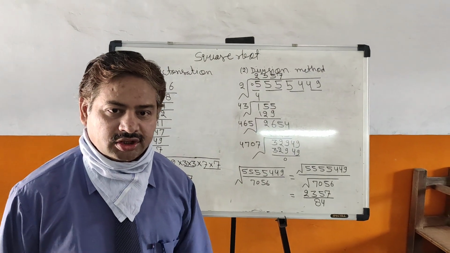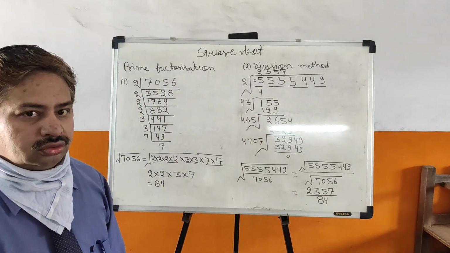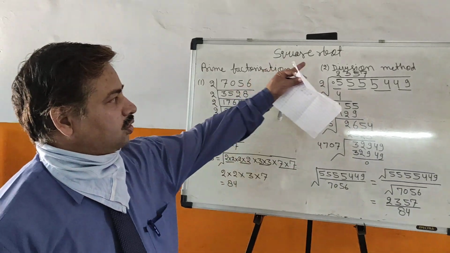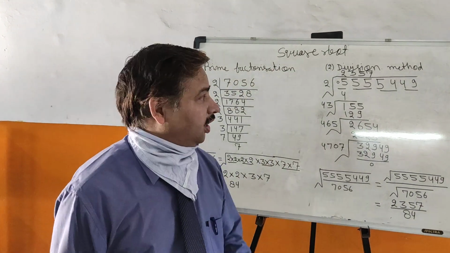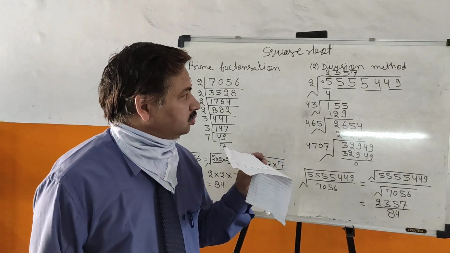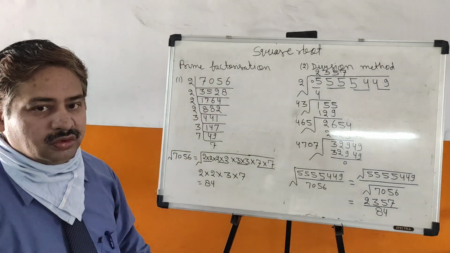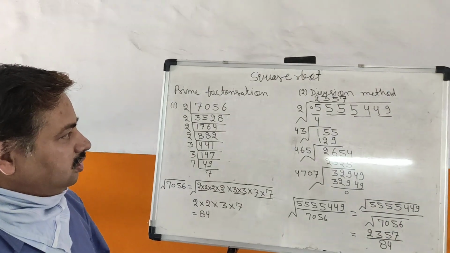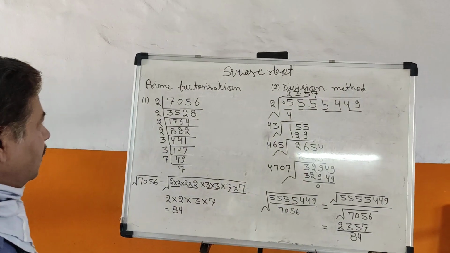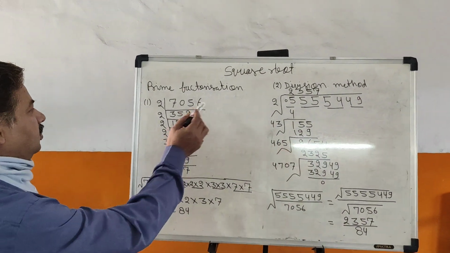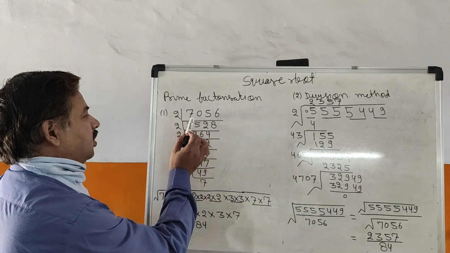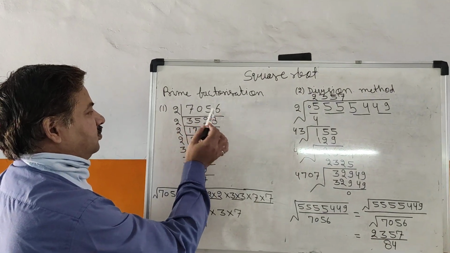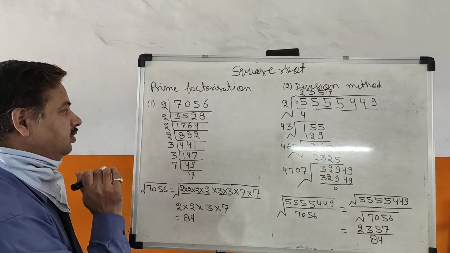Hello 8th class students. Today I am going to teach you how to find the square root by two methods. There are two methods of finding the square root. First is the prime factorization method and second is the division method. By the prime factorization method, taking the example of 7056, I am telling you how to find it.